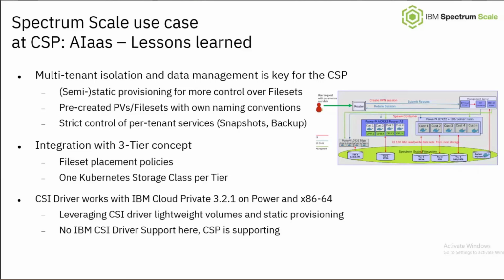And as I mentioned, it got integrated with this 3-tier idea of different storage classes. So underneath, obviously, we had fast SSDs as well as SAS and SATA drives for the 3 tiers. And obviously, when these filesets got semi-statically provisioned, we mixed that with placement policies that are available on Spectrum Scale.